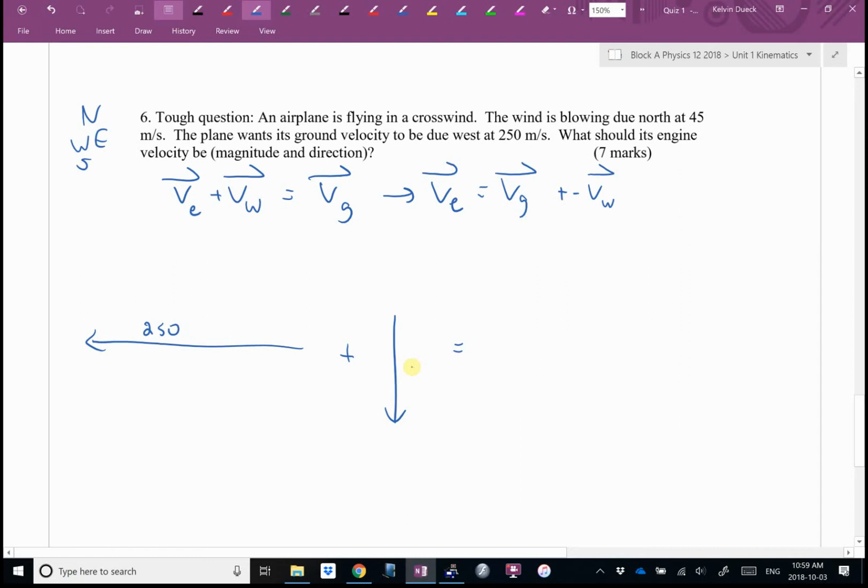Oh, I forgot to put a number on there. 45. 250. And now I'll do the Pythagoras and the trig. Now, that's one way to do it.